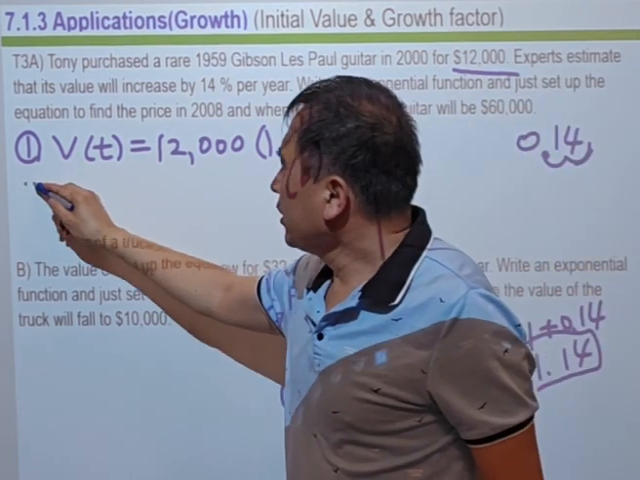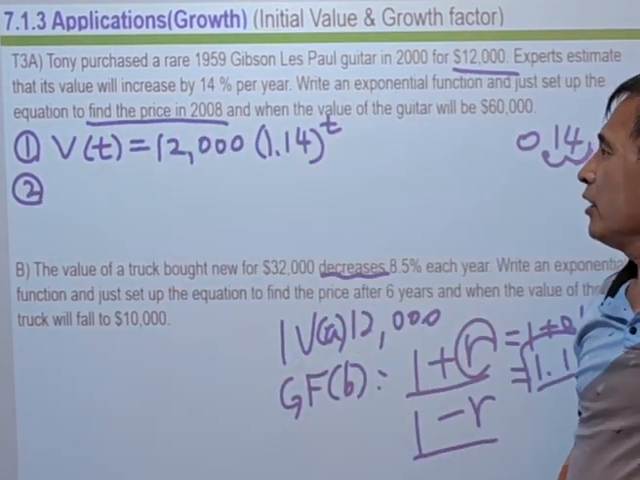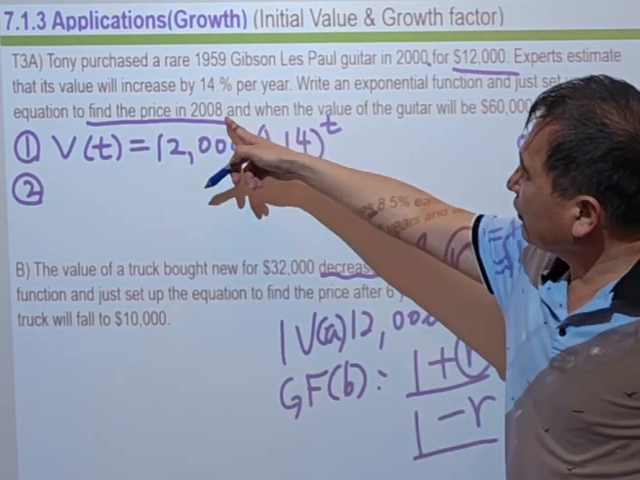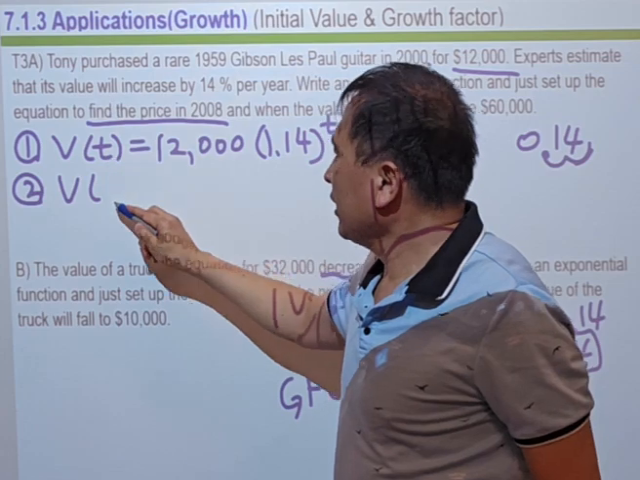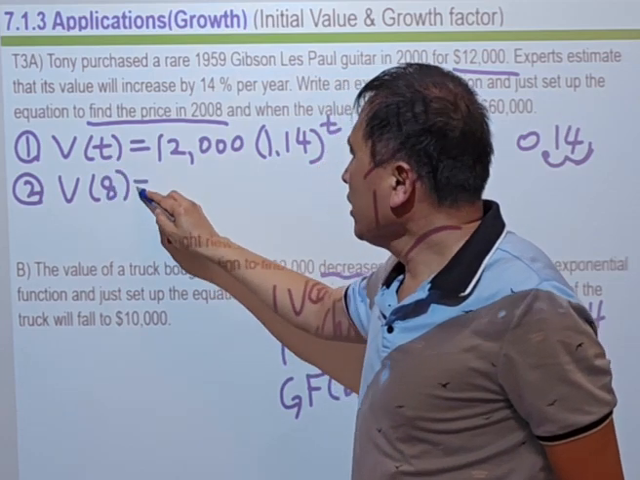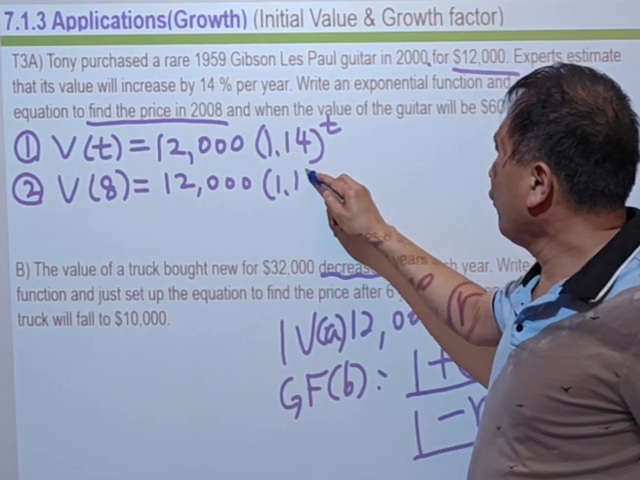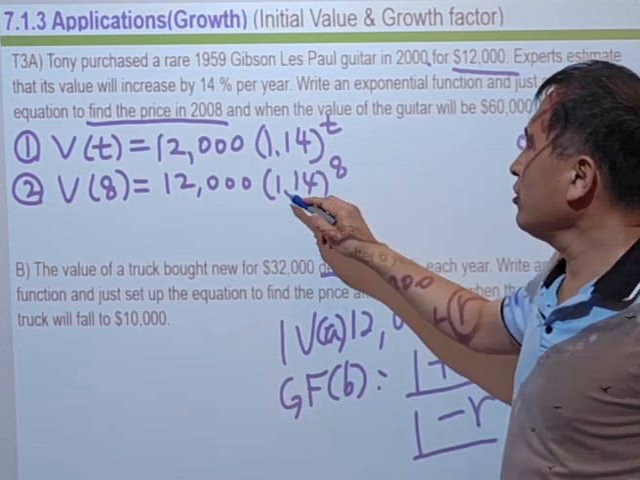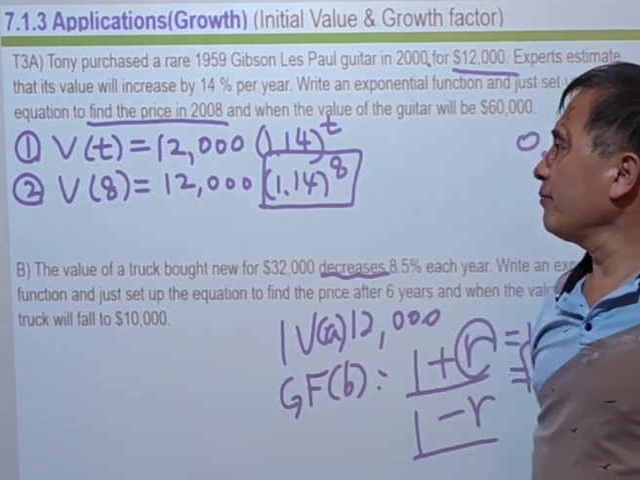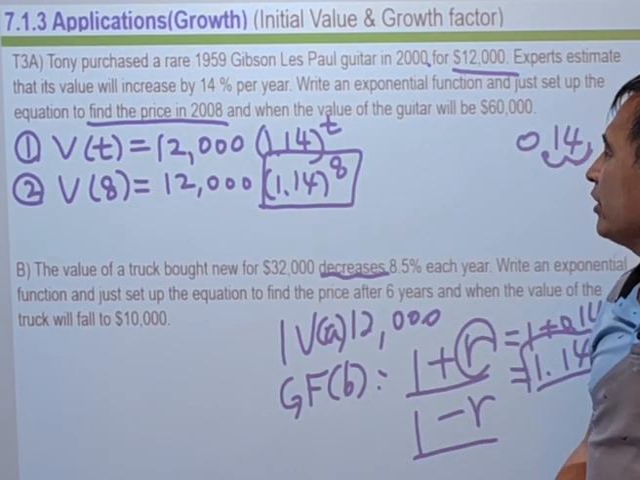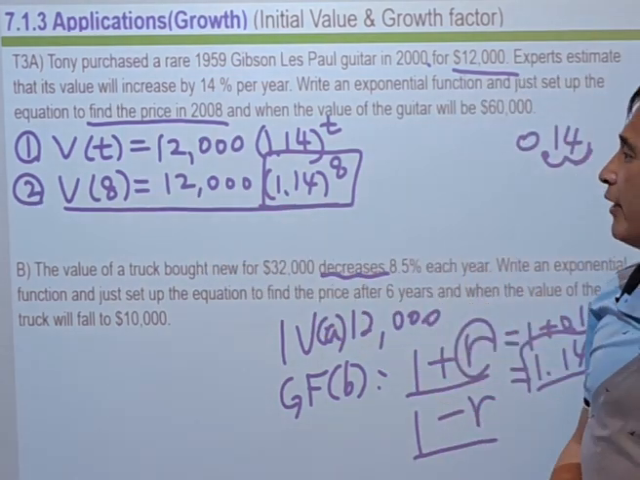Okay, now they're asking for the price in 2008. From 2000 to 2008, 8 years have passed. So V(8) equals 12,000 times 1.14 to the t power, where t is 8. You can use a calculator to calculate 1.14 to the 8th power times 12,000, and that will be the answer. Or we can just leave the answer like that for now.